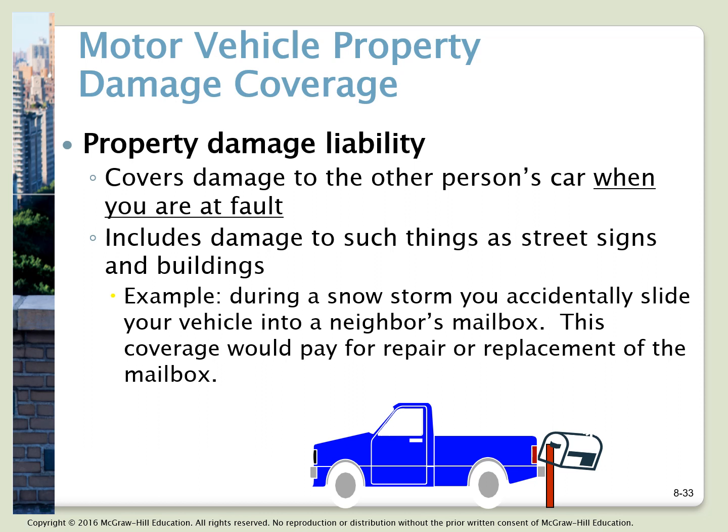Motor vehicle property damage coverage. Property damage liability covers damage to another person's vehicle, or the other person's car, rather, when you are at fault. Includes damage to such things as street signs, buildings, etc. And again, there are numerous examples of this.